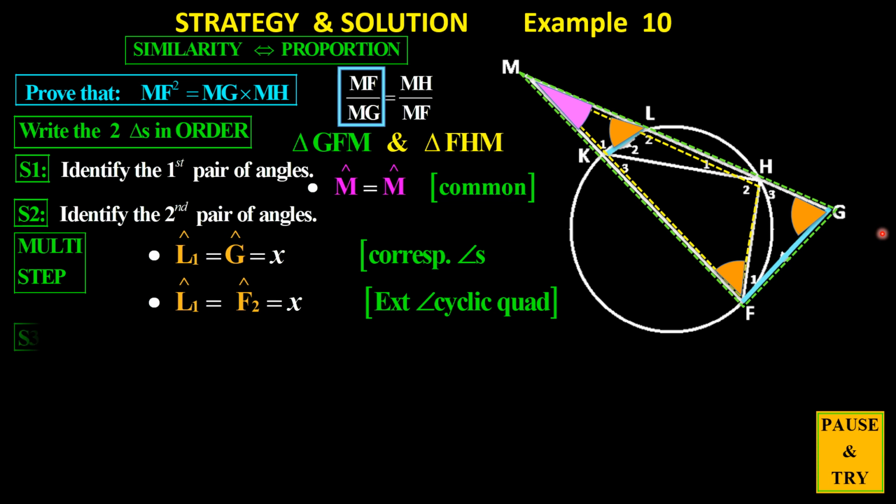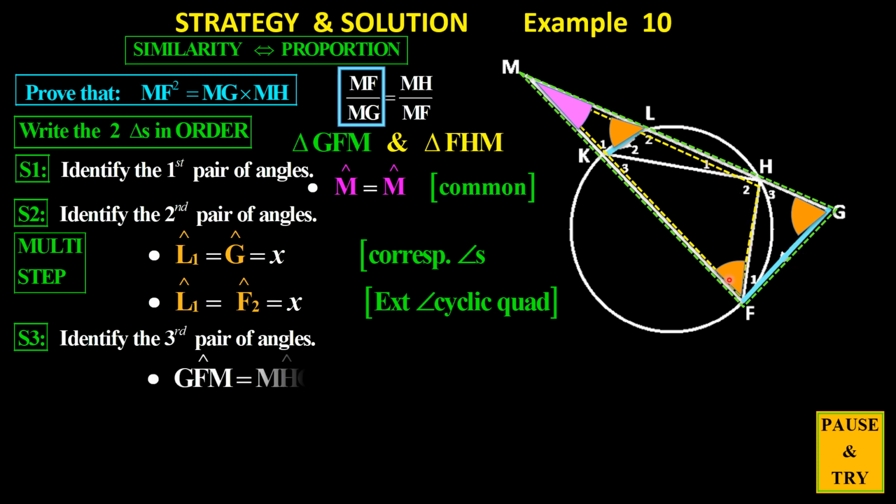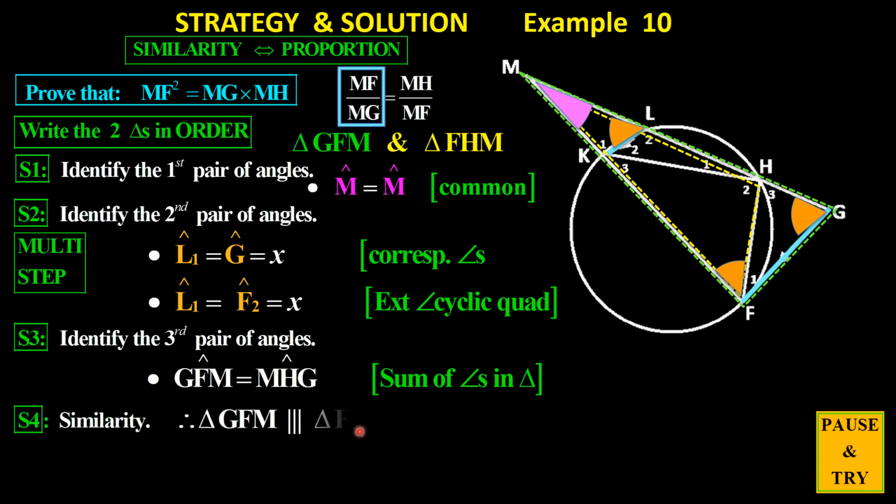There we've got our two pairs. Now we just have to get our missing pair there. We can see here, the missing pair would be MF with H and MH with F. It's this other angle there, that whole angle there, and this whole angle here. So I can just write them down, and that is because of the sum of the angles of a triangle. Now we can write down the triangles in correct order.